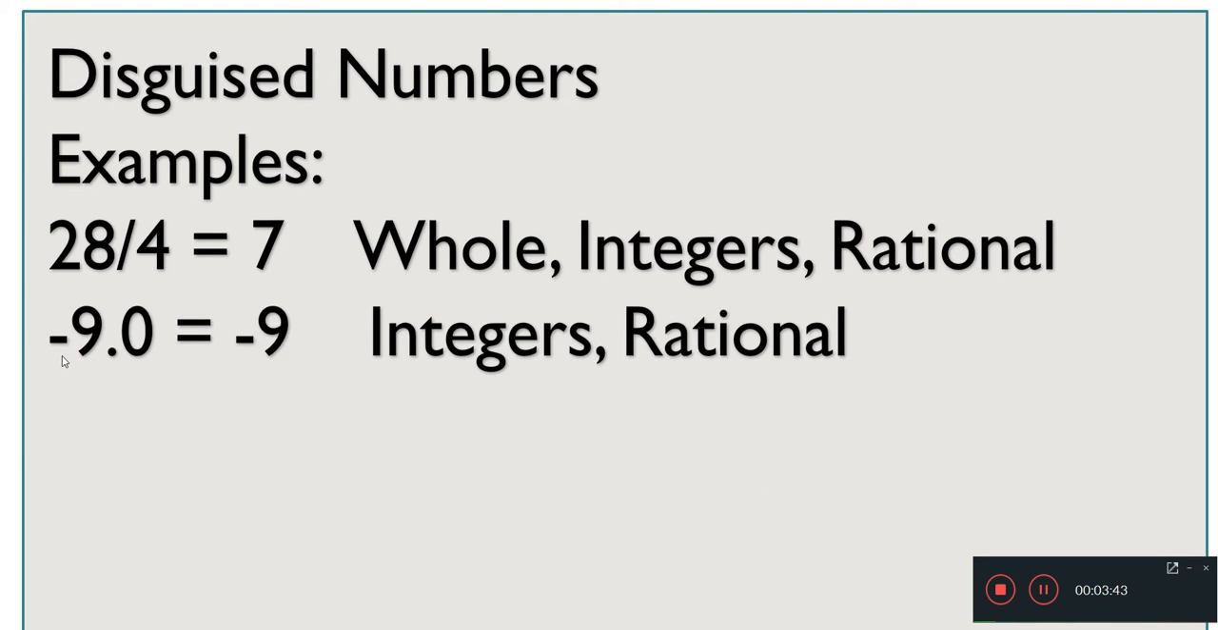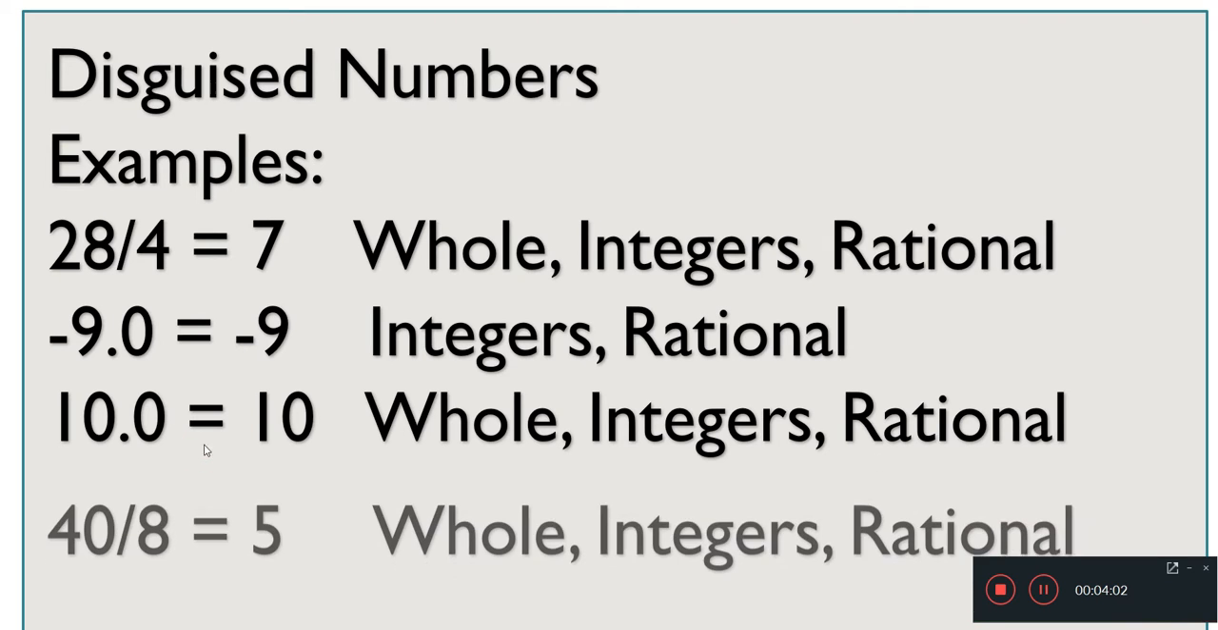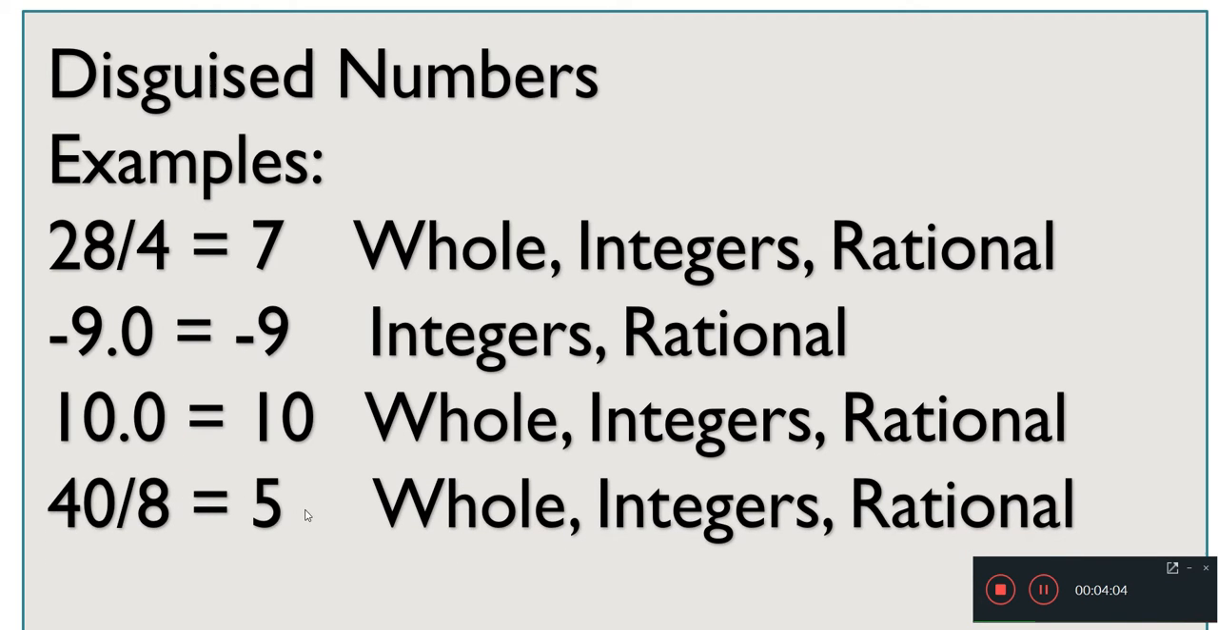You have -9.0, which is equal to -9. It's an integer, and it's a rational number also. 10.0 can be evaluated as 10 only. It's a whole number, an integer, and a rational. 40/8 is 5. It's a whole number, an integer, and a rational number because if you simplify 40/8, it's just 5.